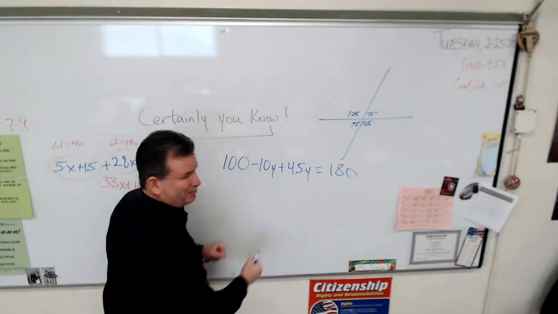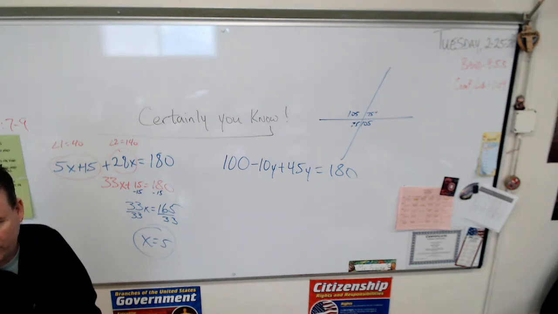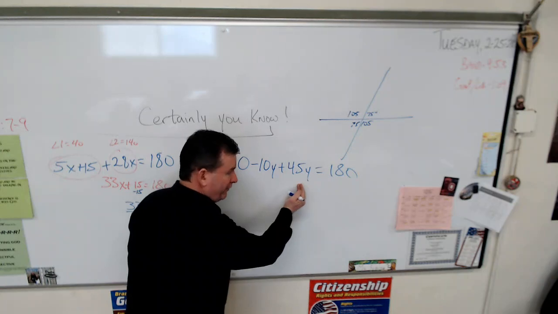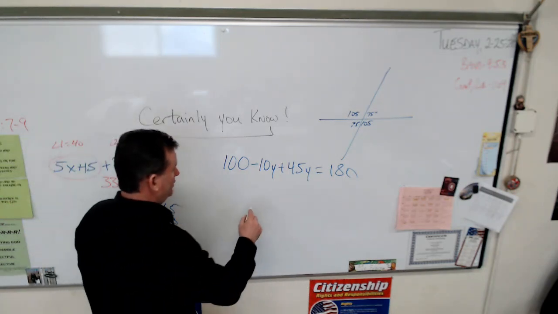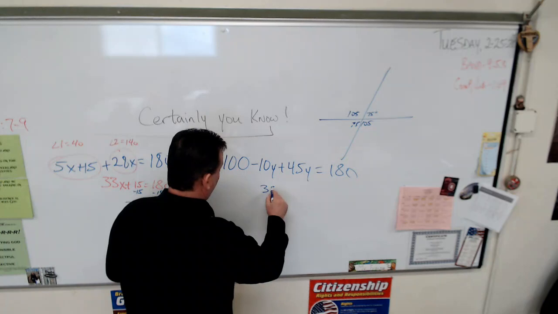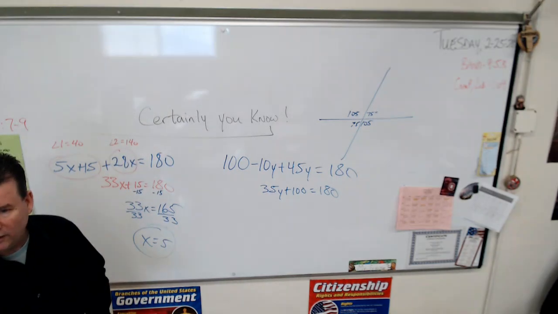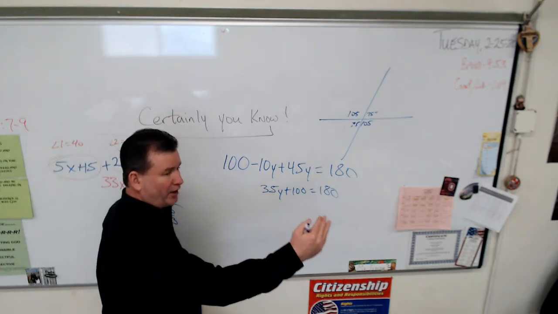Which two of these can I combine? I've got 3 terms here. Which 2 can I combine? This one's by itself right now because these 2 are like terms. What's positive 45 and negative 10 combined together? 35y. So watch how I write this, because I'd rather put the y term in front of the 100. Is it okay if I write 35y plus 100 equals 180? Everybody good? All I did was combine the y's, positive 45 and negative 10. Boom. How do I get rid of the 100?